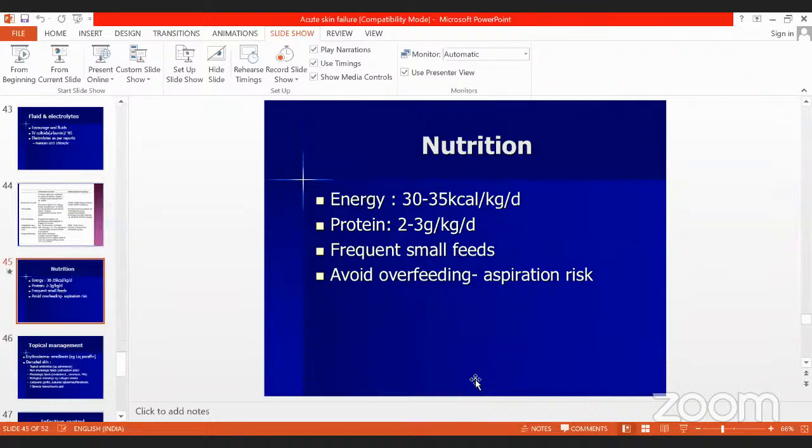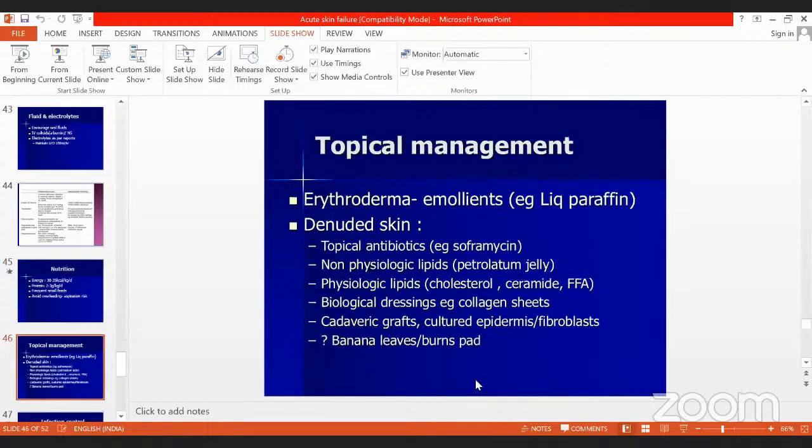Nutrition should be maintained such that they get 30 to 35 kilocalories per kg per day, and protein should be 2 to 3 grams per kg per day with frequent small feeds. Avoid overfeeding because you have the risk of aspiration. Topical emollients help, and if there is denuded skin, antibiotics and biological dressings can be used.